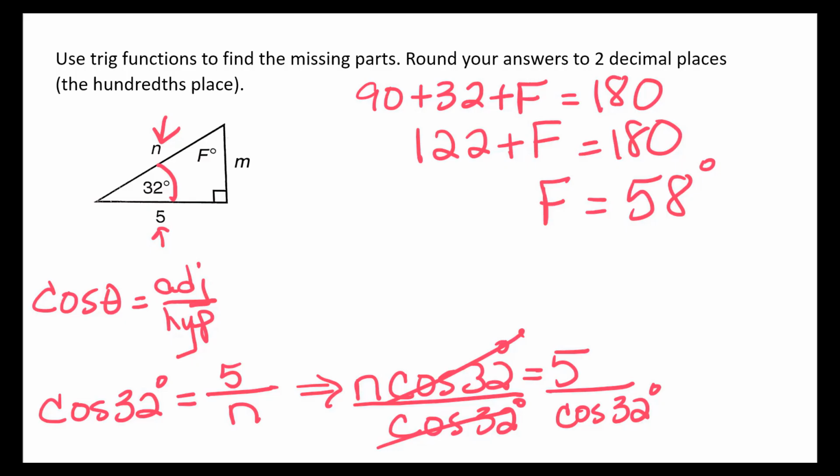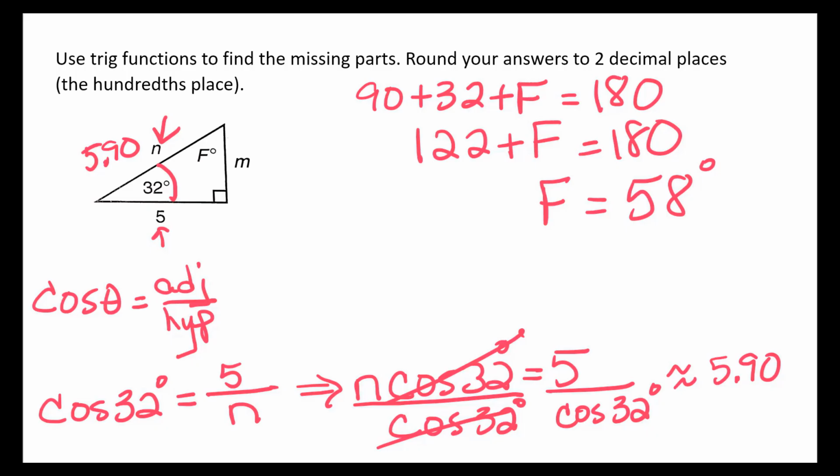And you should get about 5.90. So that is n right there. Now, we want to find m. We could do that by using the Pythagorean theorem, but since we really need to practice our trig functions, I'm going to use a trig function.